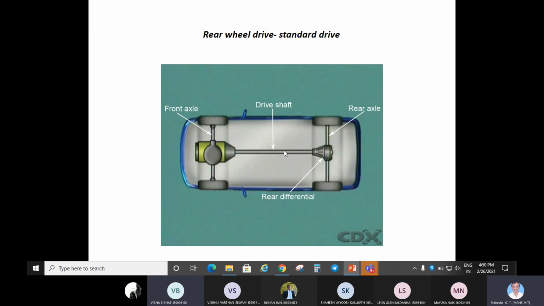Drive shaft, maybe one or more in number, as I told the other day, depending upon the wheelbase of the vehicle. Is it clear? Here only a representative figure, only one, I have shown. It may be 2 or 3 also, depending upon the wheelbase of the vehicle. I told you if it is a car, maybe up to 1.5 meter, there may be a single propeller shaft or drive shaft.